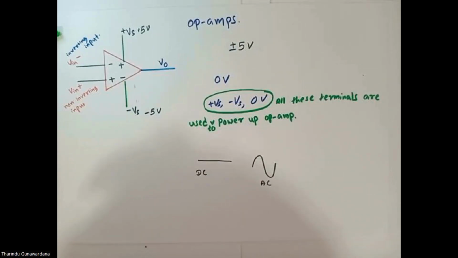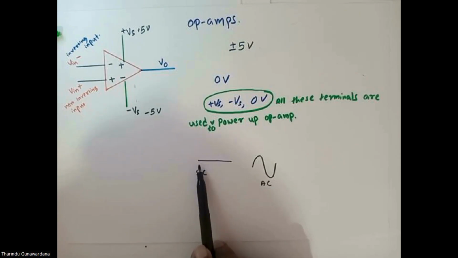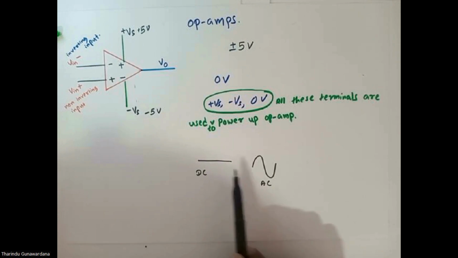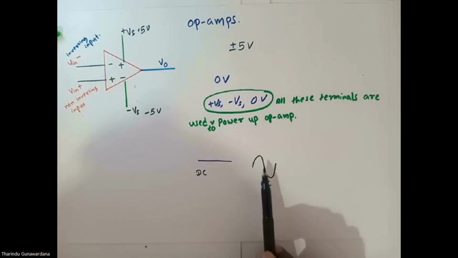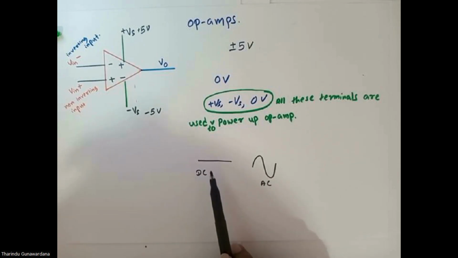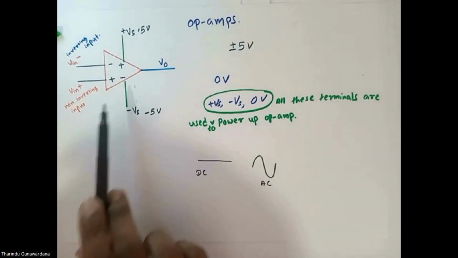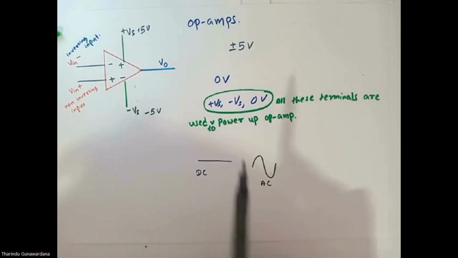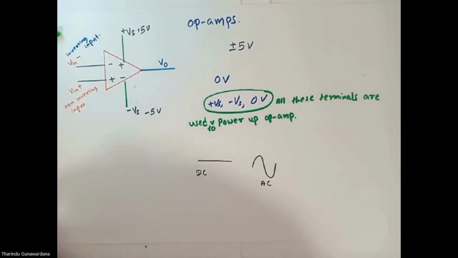Earlier I told you this op-amp can be used to do mathematical operations. Not only that, this op-amp is mainly used to amplify voltage signals, both DC voltage signals and AC voltage signals. DC means its voltage is constant, not changing. AC voltage signal means it is changing with time. So this op-amp can be used to amplify both DC signals and AC signals.